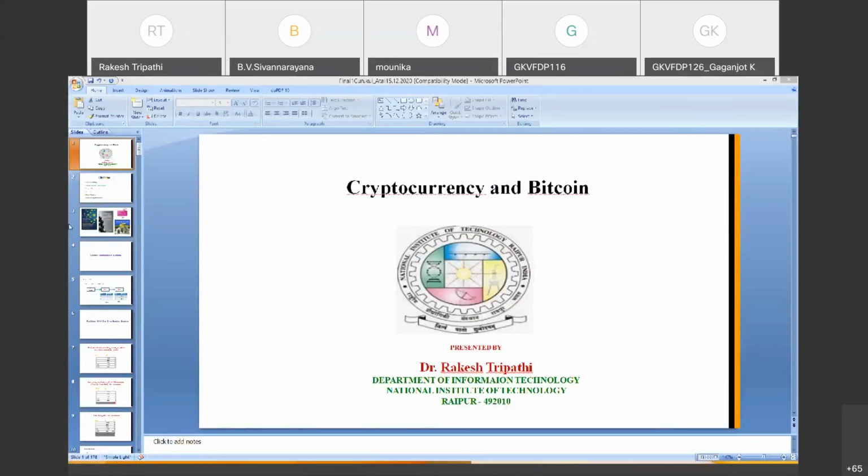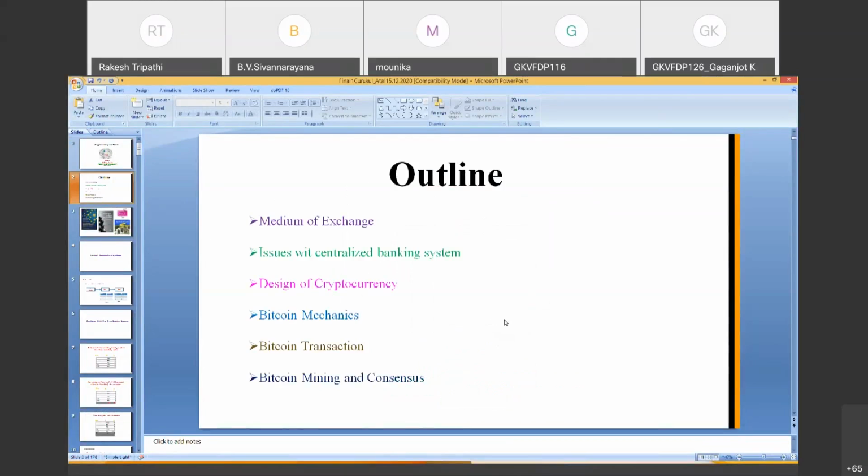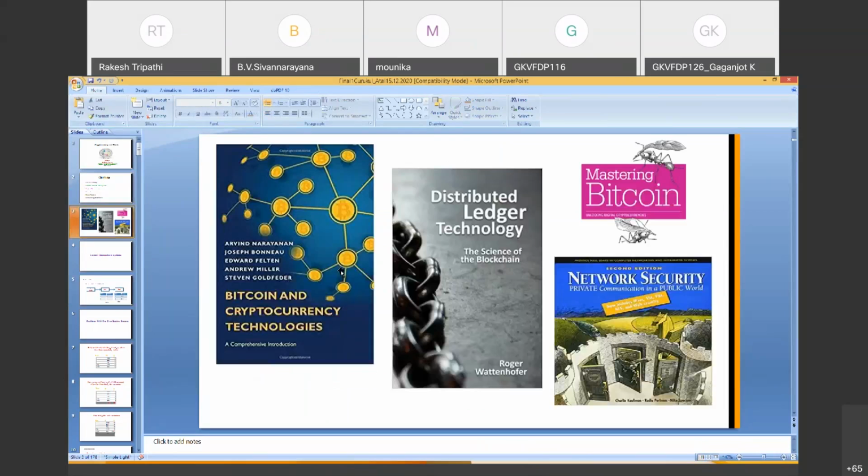Cryptocurrency and Bitcoin, and the topic that I shall be covering is how money or cryptocurrency is used as a medium of exchange, and what the issues are. There's one typo here. What are the issues with the centralized banking system, and then we'll see how we design a cryptocurrency and what the mechanics of a Bitcoin transaction, Bitcoin mining and consensus are.